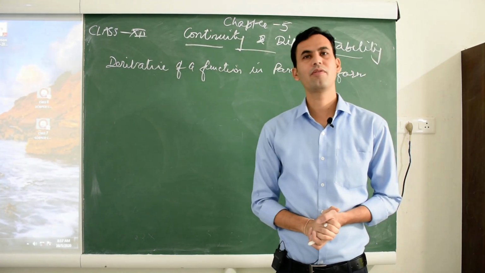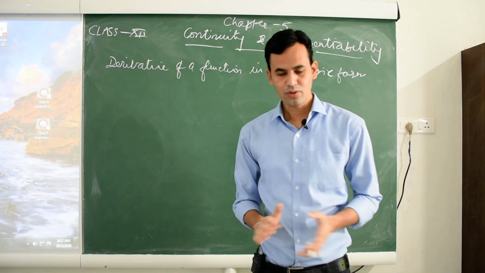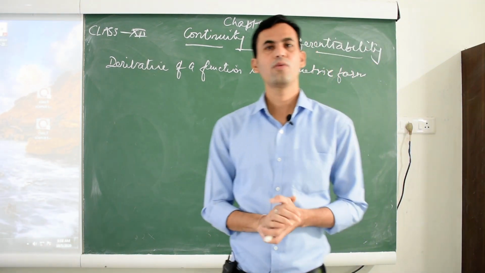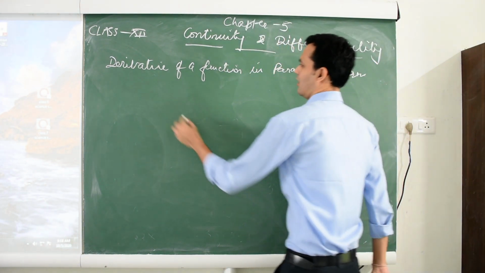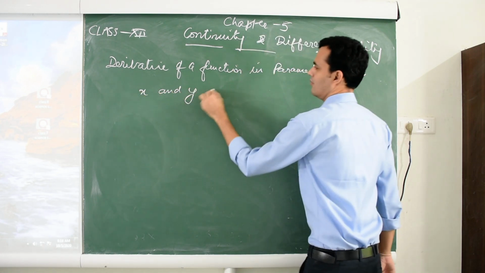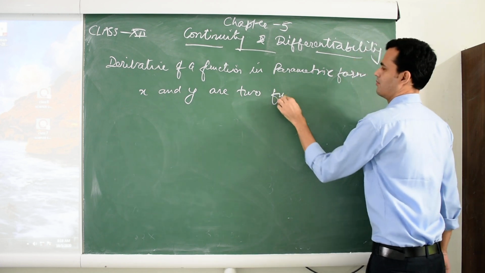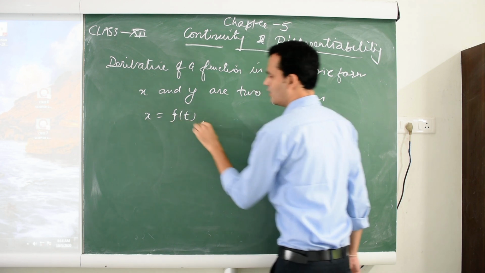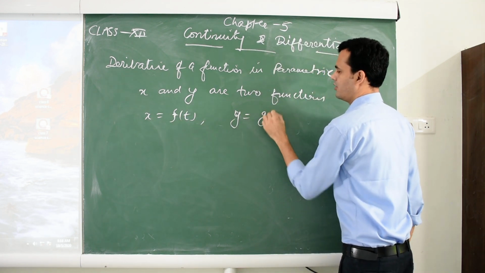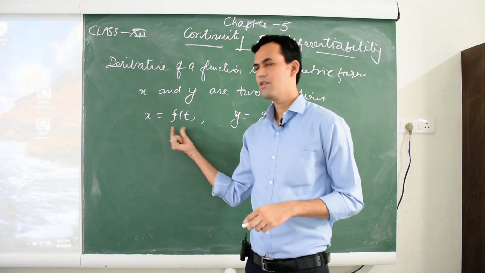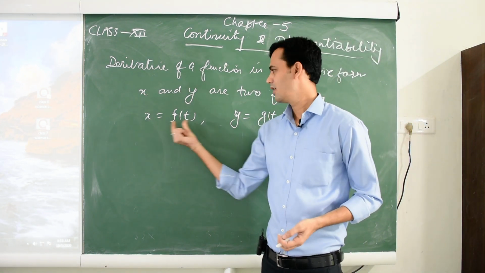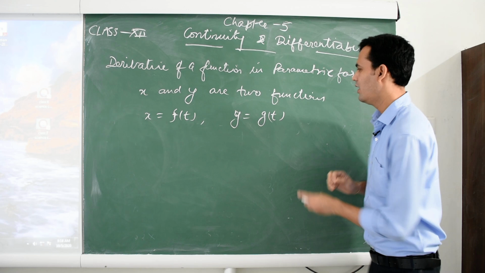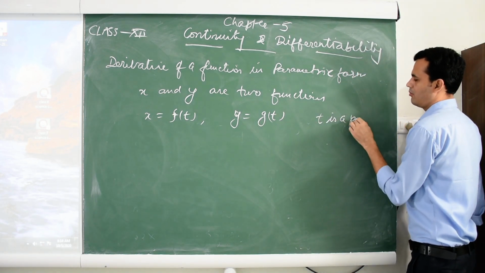Name of the chapter is chapter 5, continuity and differentiability. So today's topic is the derivative of a function in parametric form. First we discuss what is parametric form. If x and y are two functions in a way x equals f(t) and y equals g(t), this is called parametric form. Here x equals f(t), y equals g(t) are the two functions where t is a parameter.